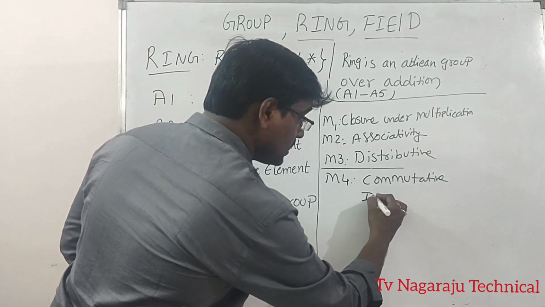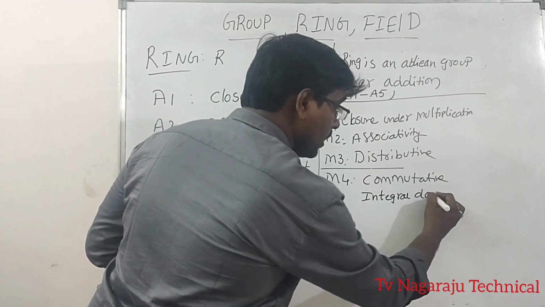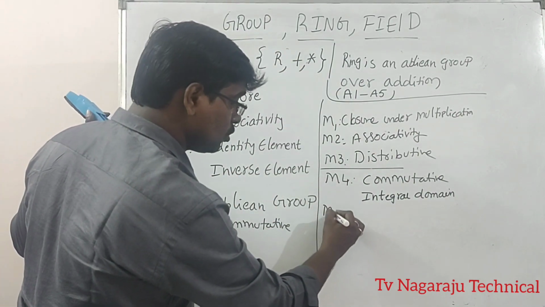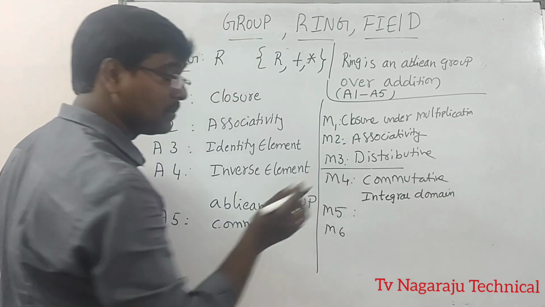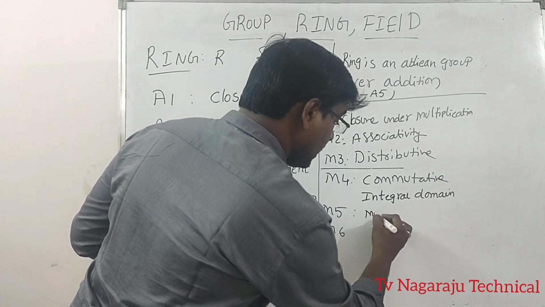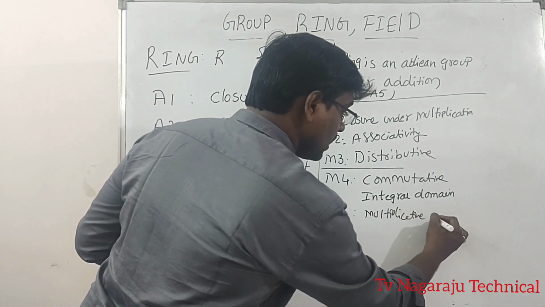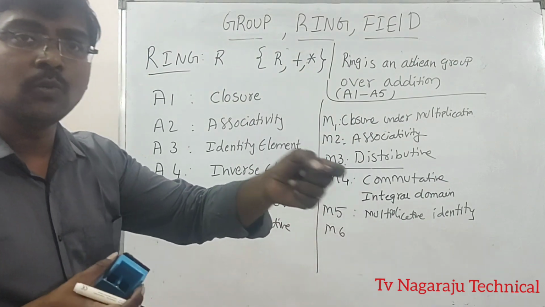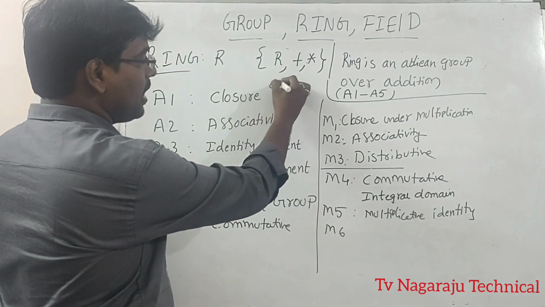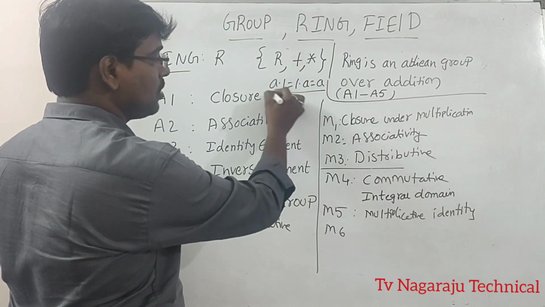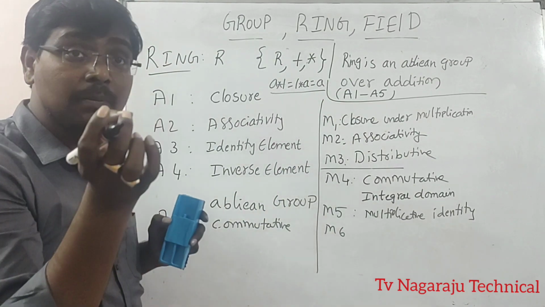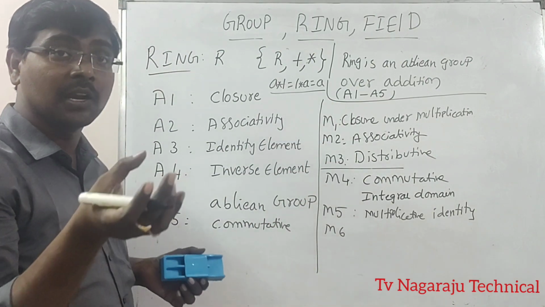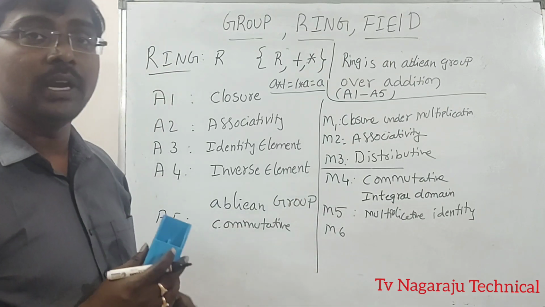And one more point is there, integral domain. Integral domain in the sense, along with all the properties, it satisfies two more additional properties, M5 and M6. M5 is the multiplicative identity. So for multiplication we have an identity element. A into 1 is equal to 1 into A is equal to A. So here 1 is the multiplicative identity.